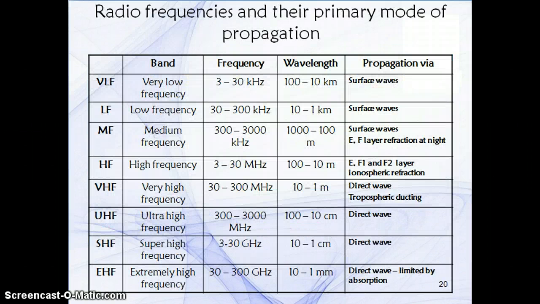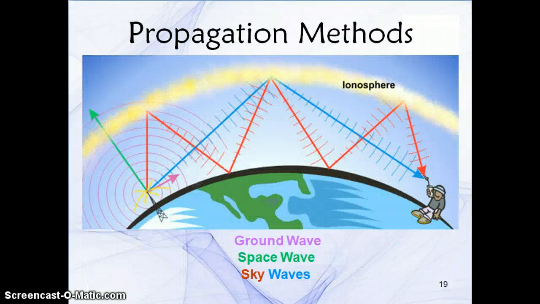You have the ground wave or surface wave, that would be the purple arrow. That would be a low to medium frequency. It travels along the ground, bending slightly to follow the Earth's curvature. It weakens quickly, and it's what one hears as a fading signal.